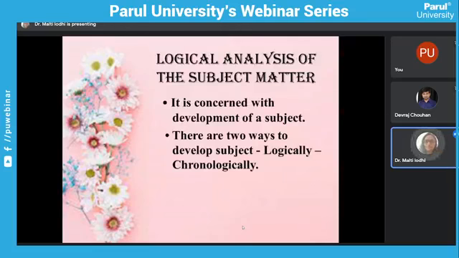So we will discuss one by one what is logical analysis and subject matter. It is concerned with the development of a subject. There are two ways to develop a subject: logical and chronological. Definitely, when we are talking about research reports, those reports have to be logical, and you have to set them chronologically.